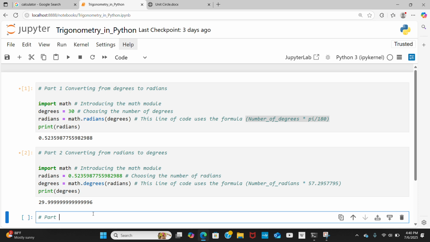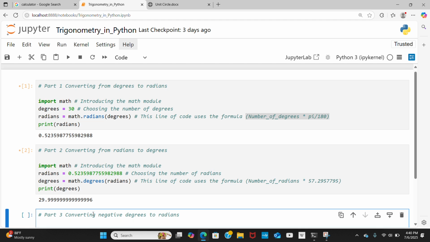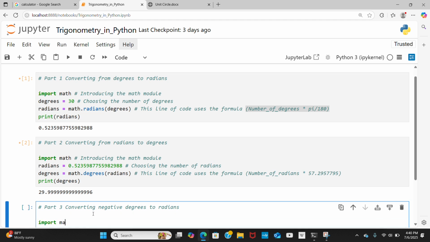Now for part 3, we're going to convert negative degrees to radians. So once again, we have to import the math module.